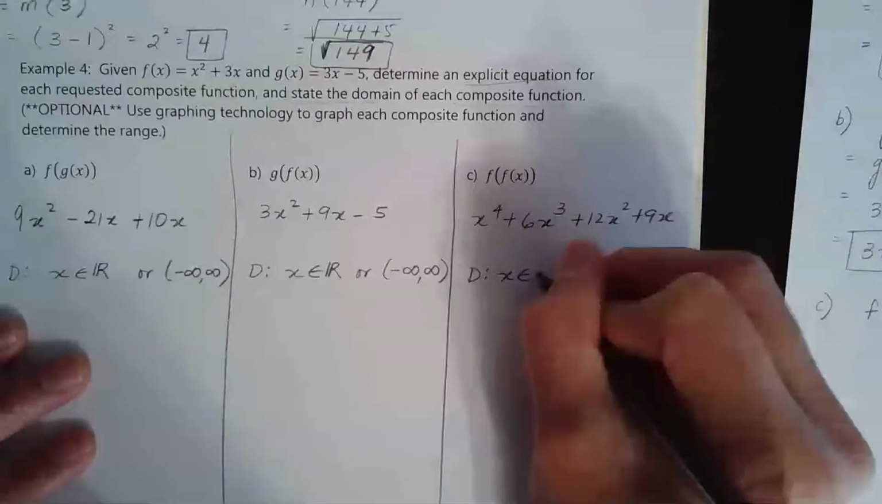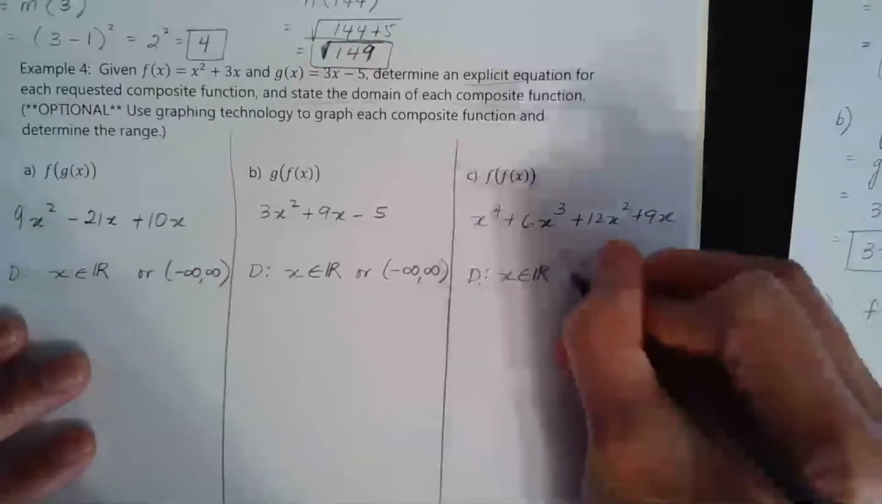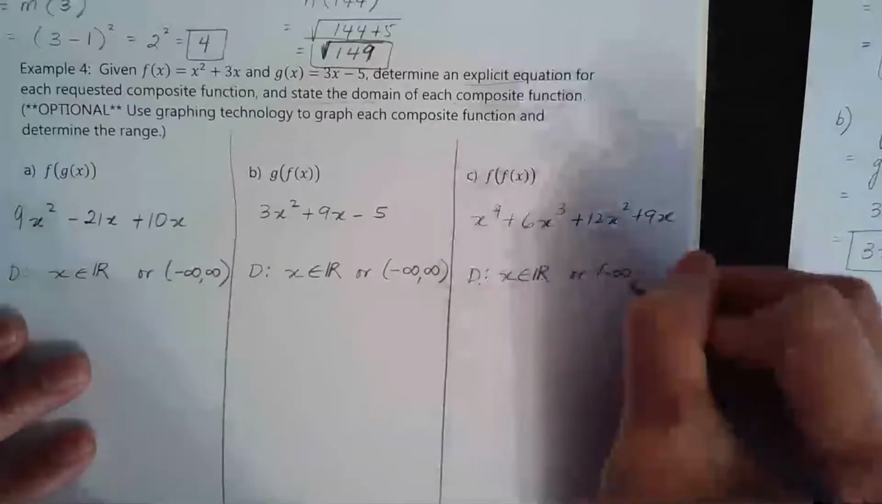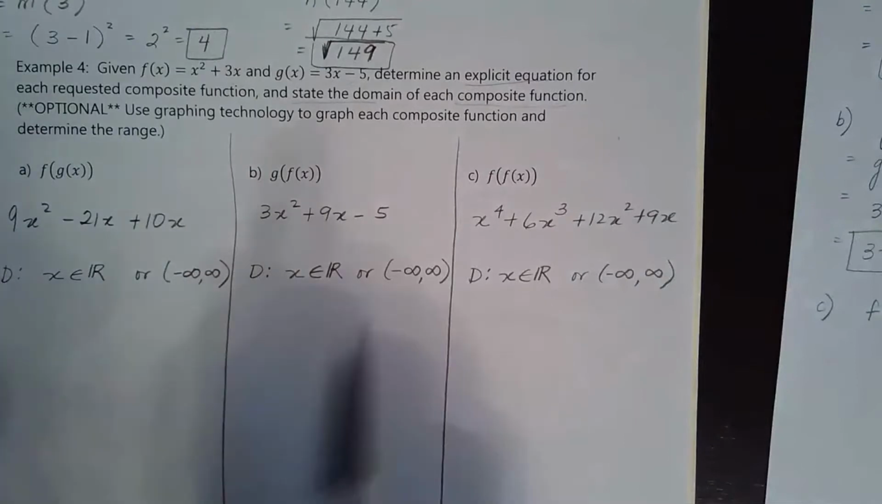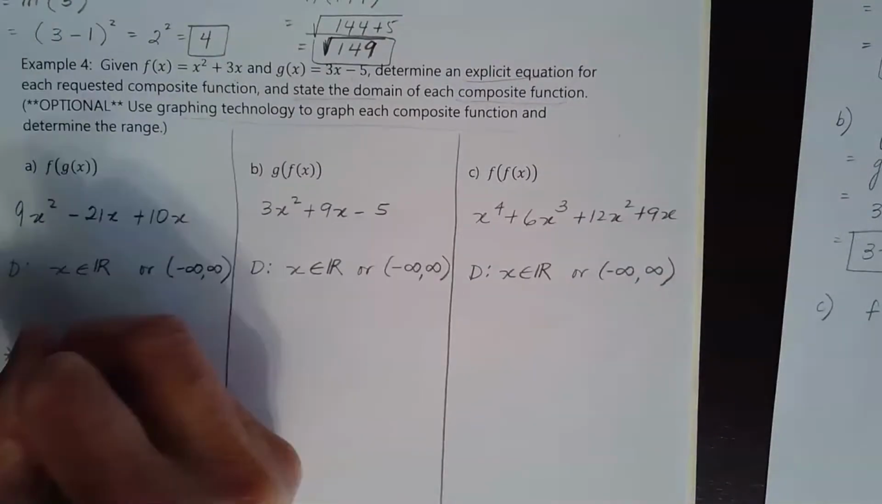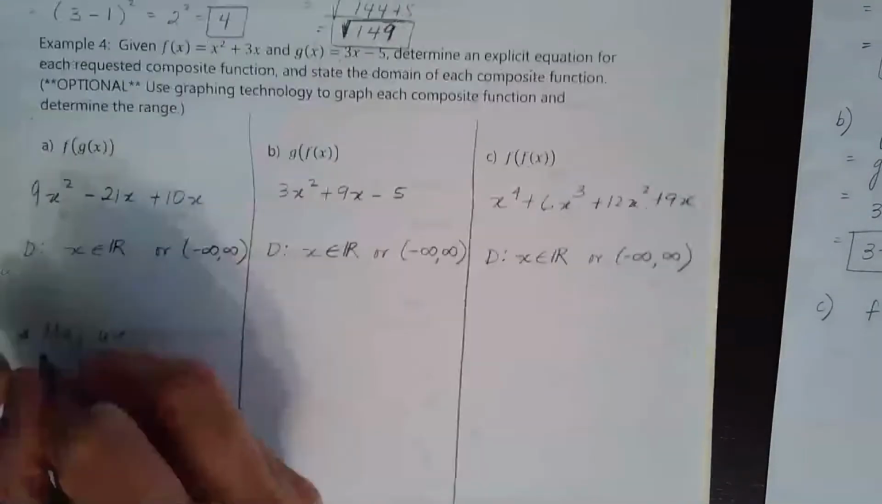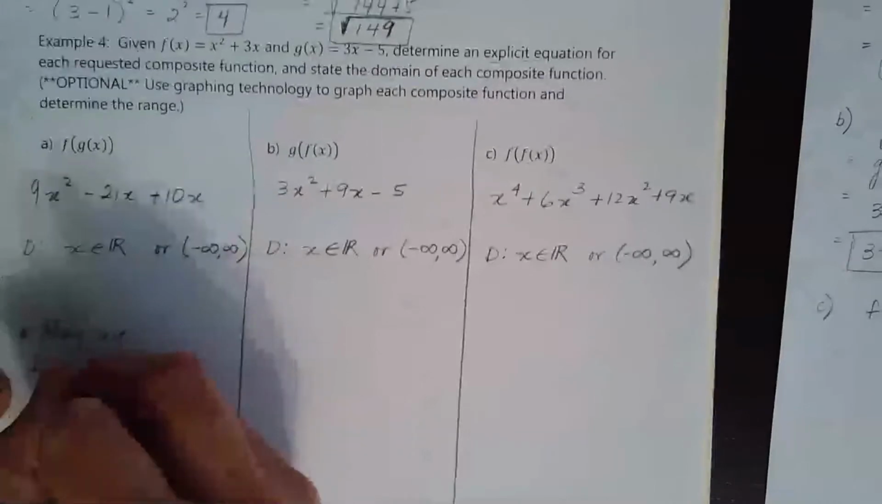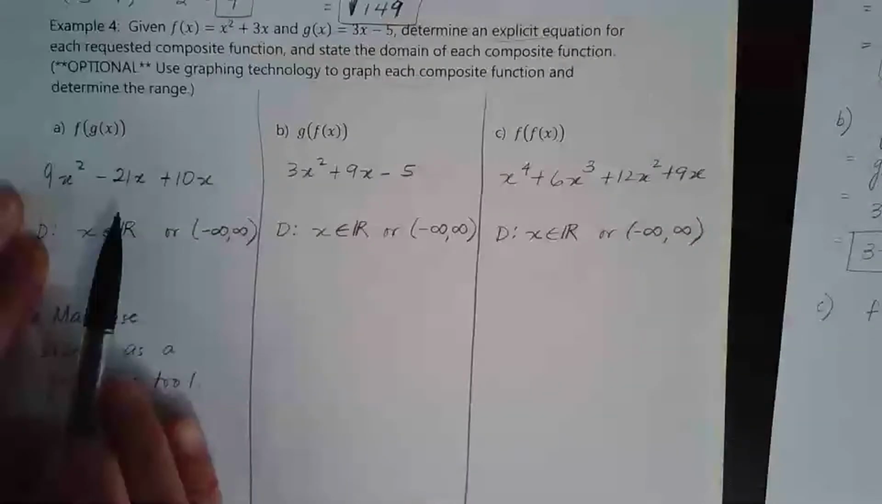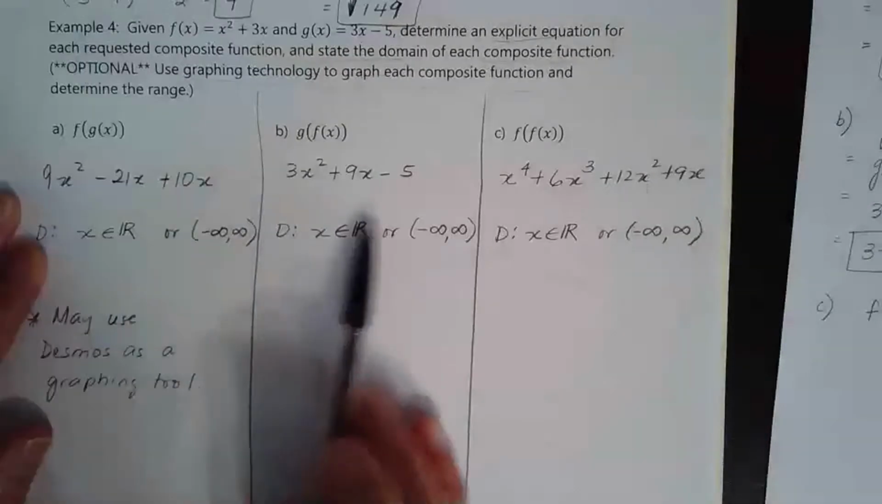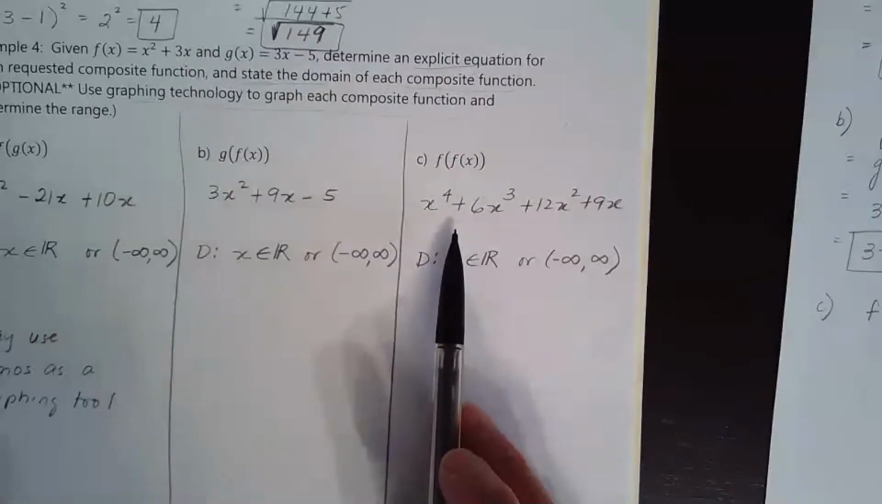And then last but not the least, f of f of x. So that gave us a quartic, x to the 4th plus 6x cubed plus 12x squared plus 9x. So this is a quartic. Okay, so I'm going to stop right there. You could do the range from there, and certainly I'll just write it down in here.